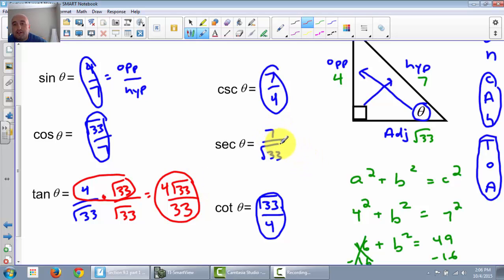Then we're going to do the same thing over here. We're going to multiply by root 33 over root 33. And here I get 7 root 33.